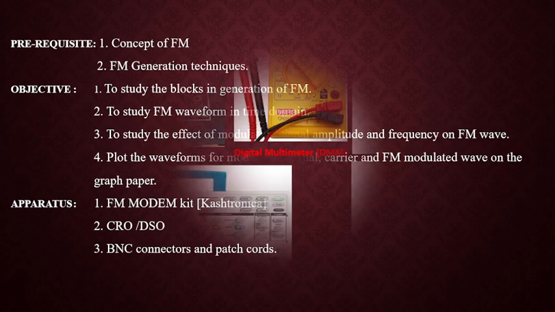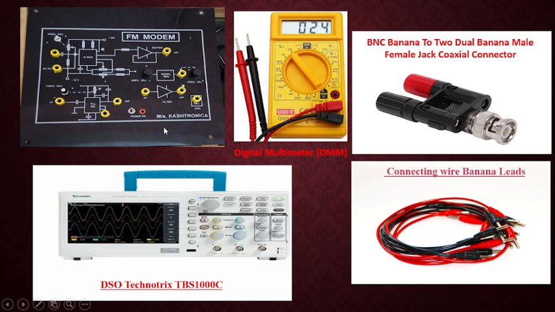Now, what is the apparatus required for it? These are shown here. First, the kit will be required, that is a Cassionetrica kit, then a DMM, and a BNC connector, BNC to dual banana male female jack coaxial connector. So these two are the banana connectors that are required and this is the BNC connector. Then we have used a DSO, Tektronix TBS 1000C, here. You can use any DSO available in your lab. Then connecting wires with banana leads. So these are the wires with banana leads.